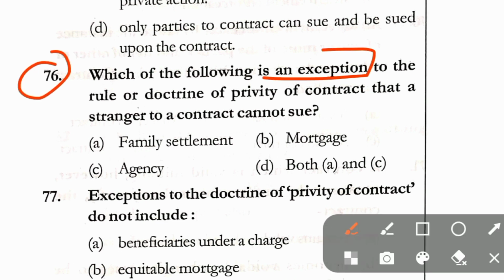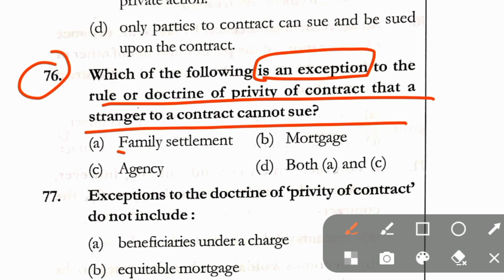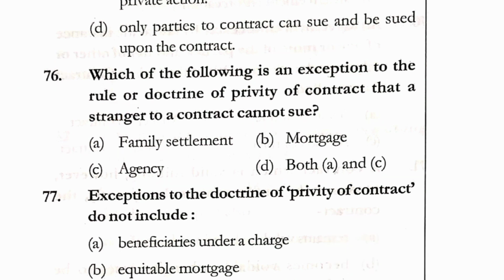Which of the following is an exception to the rule of doctrine of privity of contract that a stranger to a contract cannot sue? Options are family settlement, mortgage, agency, both A and C. Here the correct answer is option A, that is family settlement.